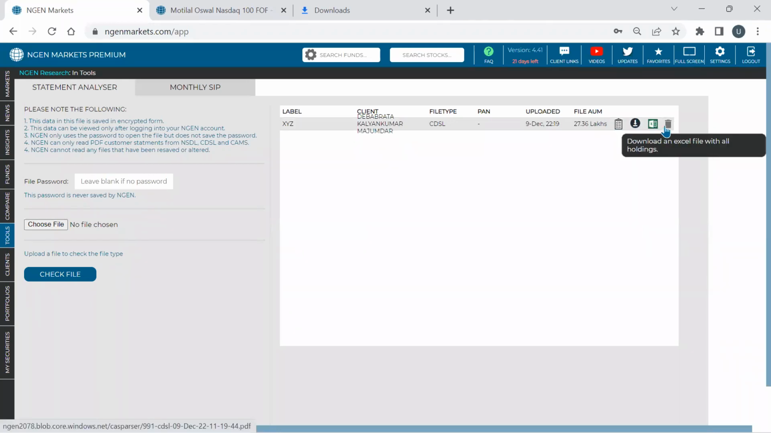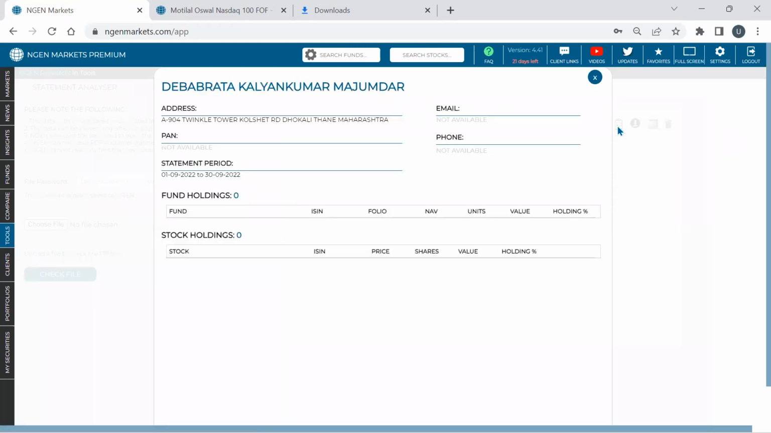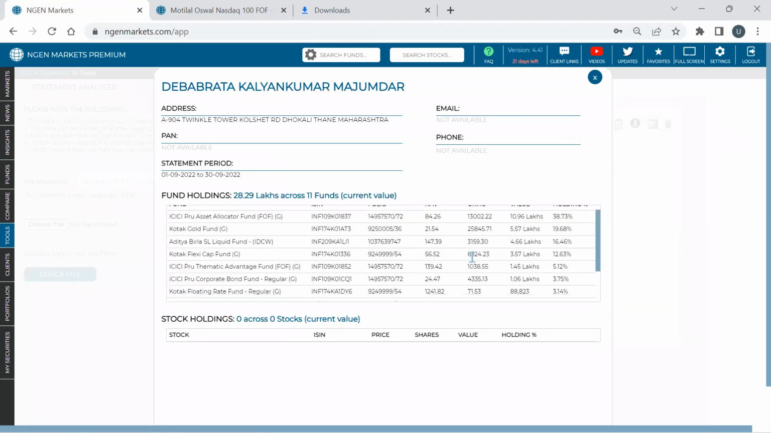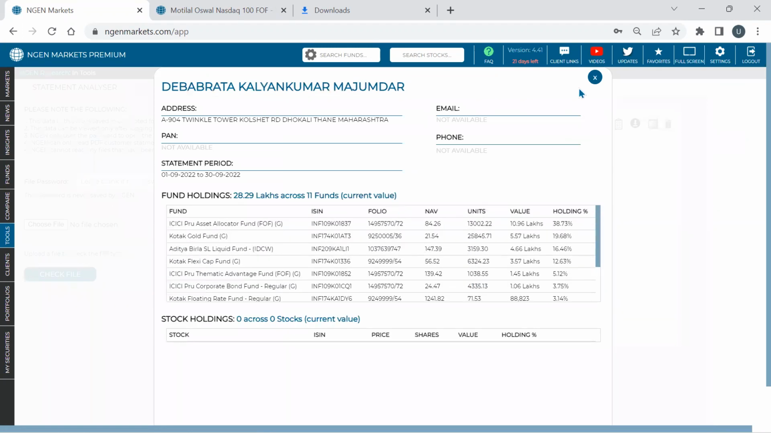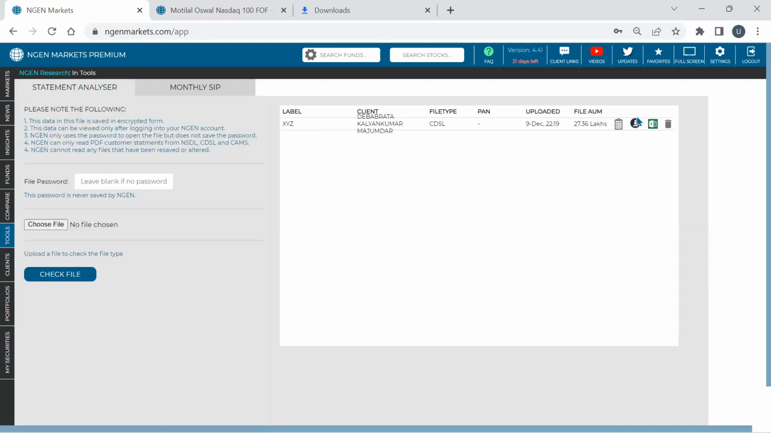Now, this is one use of this, that you can actually open up. So click there for a second. You can actually open up and see the funds inside. You can also download this in Excel if you want. There's an Excel icon there. You can re-download the file.